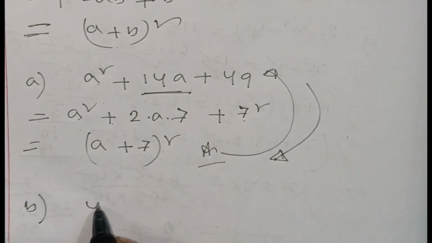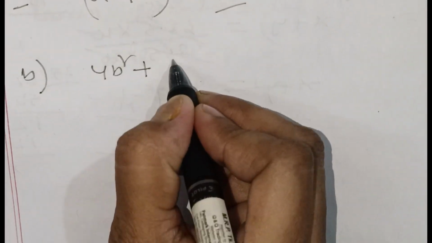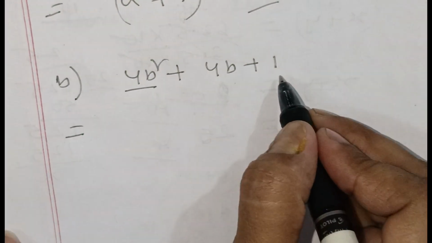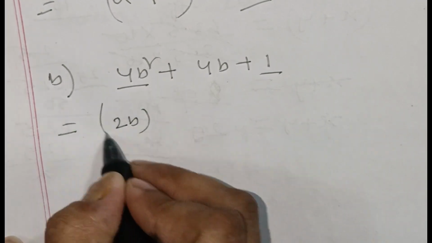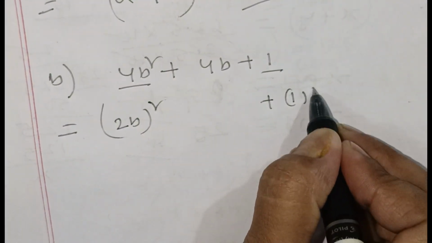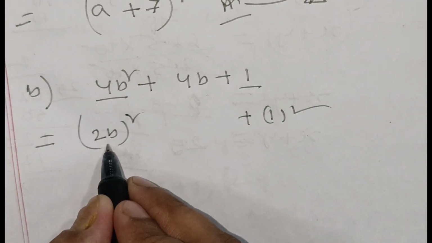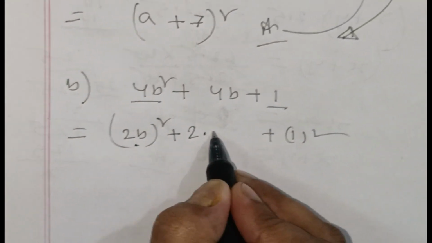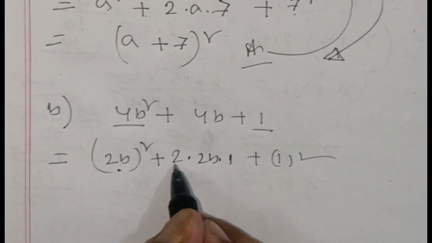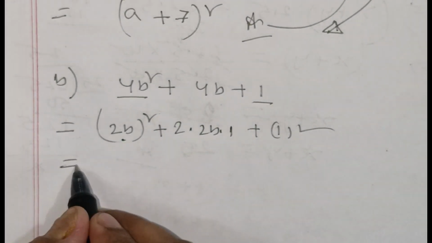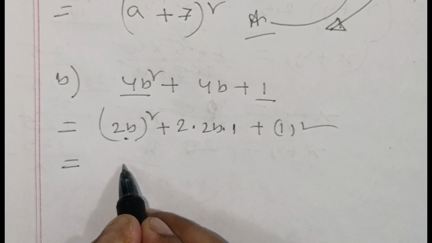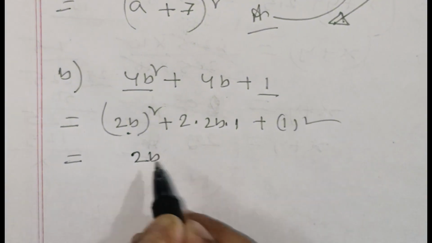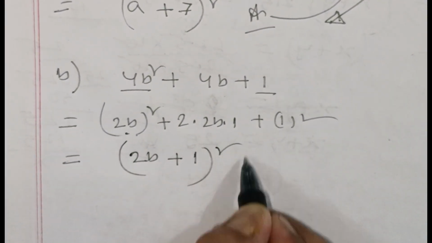Now 4b square plus 4b plus 1. At first copy the question: 4b square plus 4b plus 1. So again at first we break down: this is a square and this is b square. So (2b) whole square and 1 means (1) whole square. So a means 2b here and b means 1 here. So you use formula 2, where a means 2b and b means 1. So 2 times 2 is 4b. See, so a square plus 2ab plus b square, the formula is (a plus b) whole square. So (a plus b) whole square, a means 2b plus b means 1. That's it.